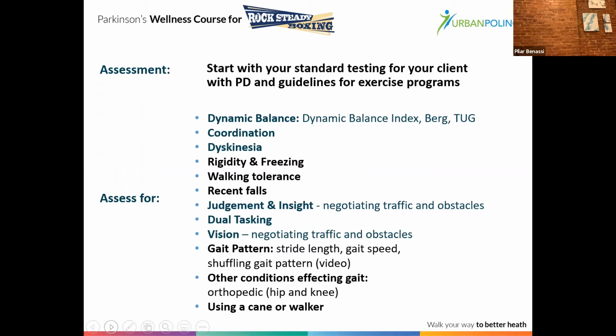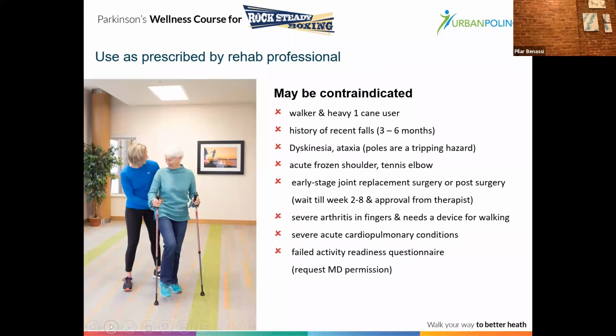If you have them in a group program, be aware of what their gait pattern is. As I mentioned, get a baseline of their stride length, their gait speed, shuffling gait pattern through that video, and of course, looking at other conditions affecting gait, such as orthopedic hip and knee, and whether they're using a cane or walker already. So that's all sorts of ideas for getting a baseline.